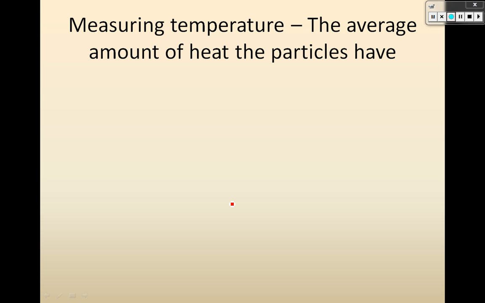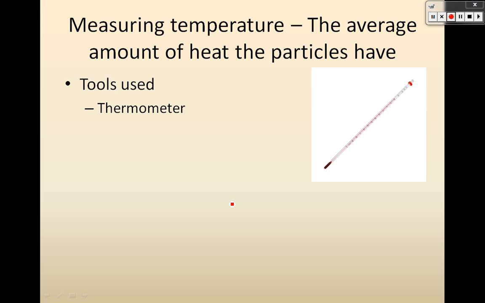And finally, measuring temperature. So temperature is the average amount of heat that the particles have. It has to do with how much the particles are moving. If the particles are moving more, that thing is going to be hotter. If the particles are moving less, that thing is going to be colder. And we'll talk about that a little later in the year.